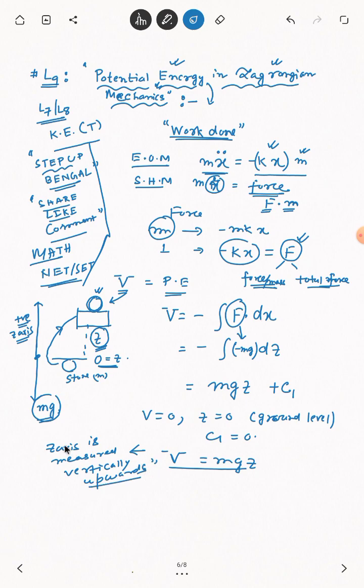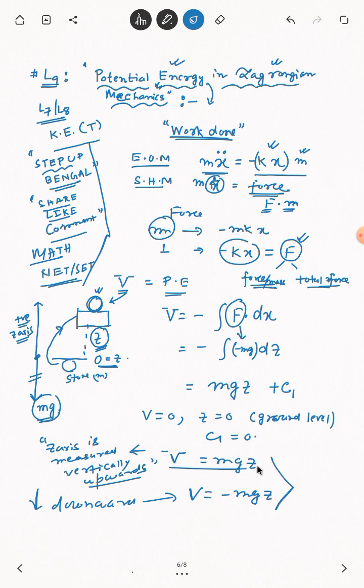If z axis is measured vertically downward, then this sign minus mg will not be required, because we are doing work not against mg but in favor of mg. So ultimately this minus sign is eliminated, and V becomes, in the downward case, minus mgz. These two are extremely important.